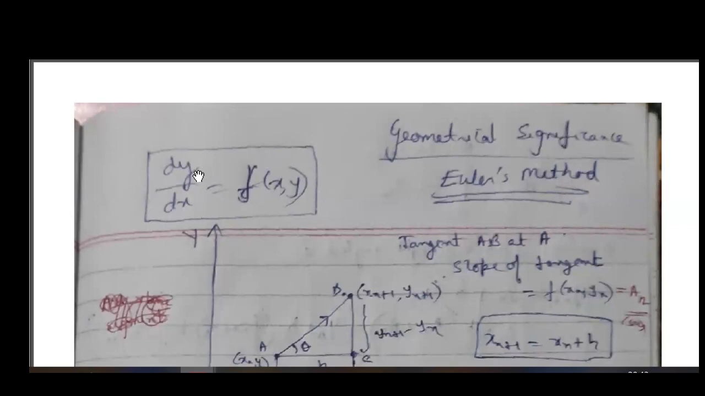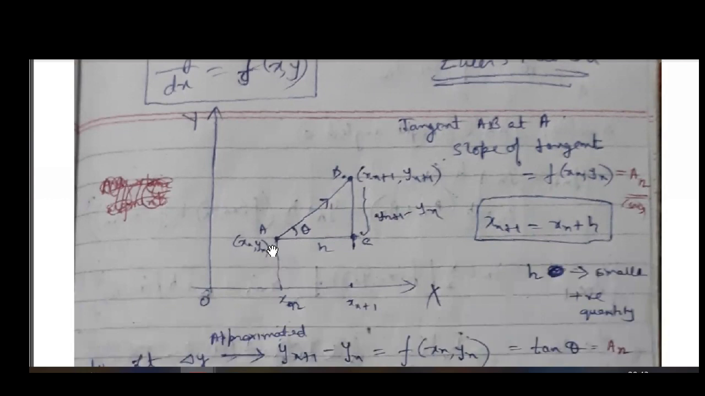The slope of the tangent at any point of the integral curve is given by f(x, y). So if my point is (x, yn), then the slope of the tangent to the integral curve is given by f(x, yn). So tan theta is f(x, yn). I name it as an.